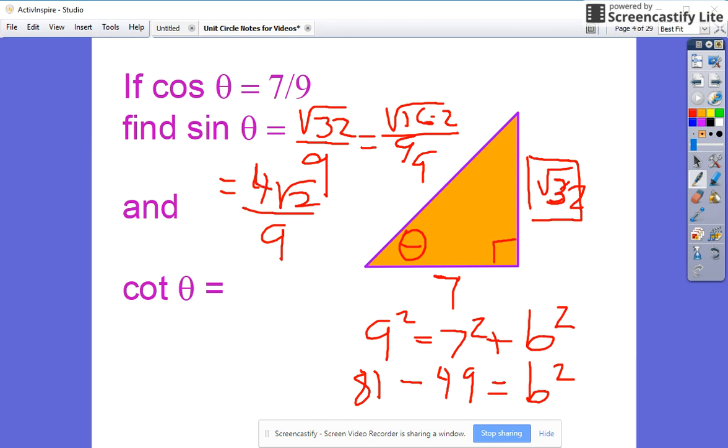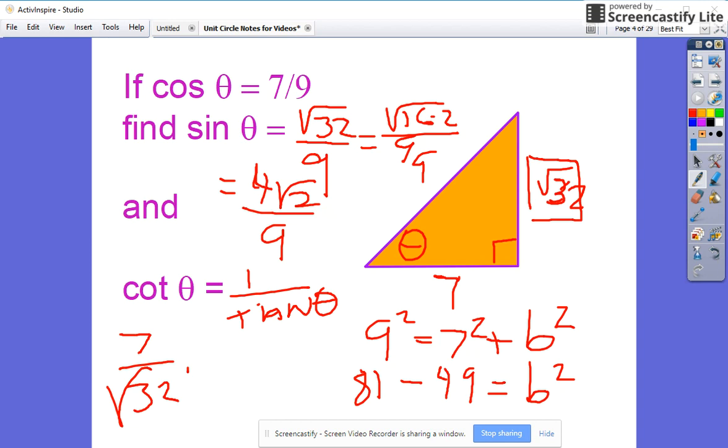If we want to do another one, we do the same idea. The one I mentioned is cotangent here, and that is a reciprocal trig function. That's 1 over tangent. Tangent is defined as being opposite over adjacent. So here, cotangent would be adjacent over opposite. So here we'd be doing 7 over the square root of 32.